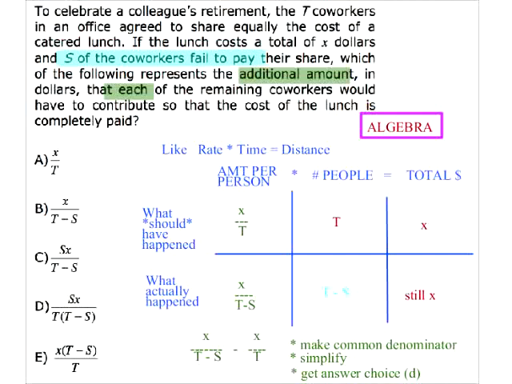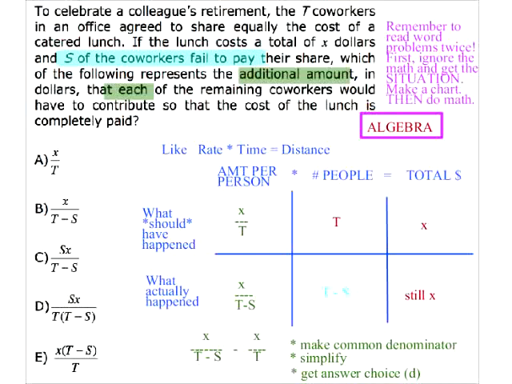But one of the most important lessons you can get out of this is to remember to read word problems twice. First, ignore the math and get the situation. Then go back and do the math. Any questions about this problem, this algebraic solution, go ahead and throw them in the chat box.